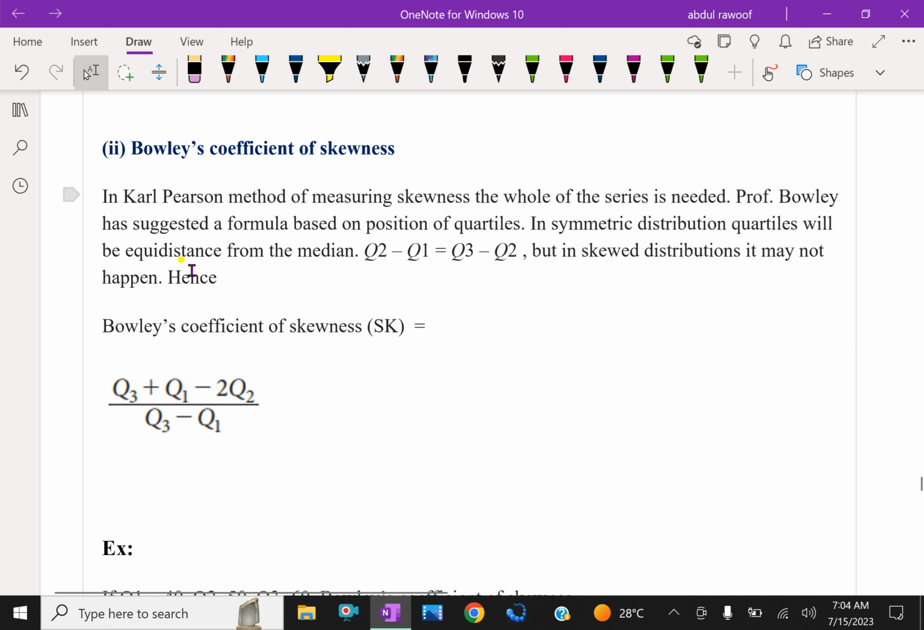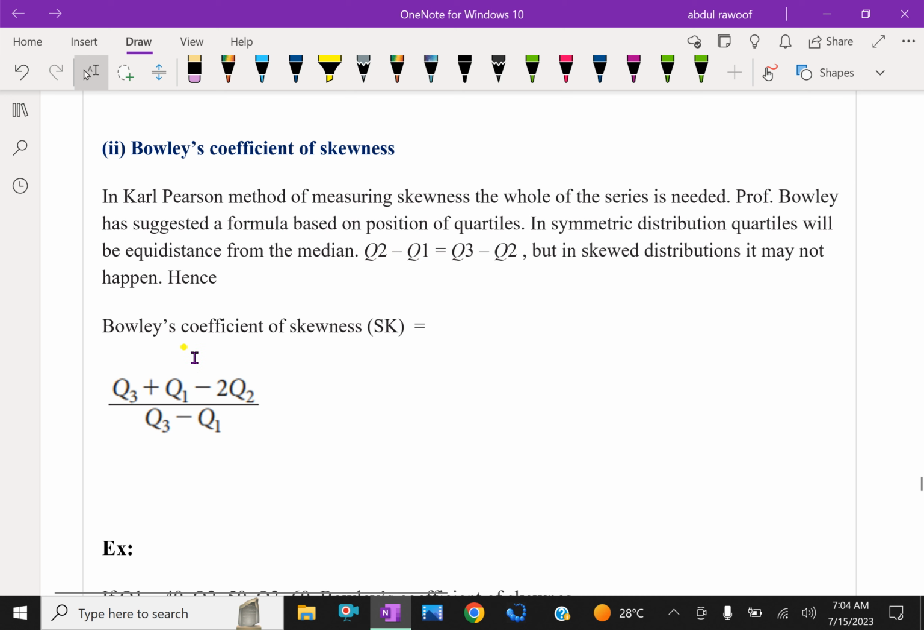Professor Bowley has suggested a formula based on the position of the quartiles. In a symmetric distribution, quartiles will be equidistant from the median. That means Q2 minus Q1, the second quartile minus the first quartile, is equal to the third quartile minus the second quartile. That is, Q2 minus Q1 is equal to Q3 minus Q2. But in a skewed distribution, it may not happen.